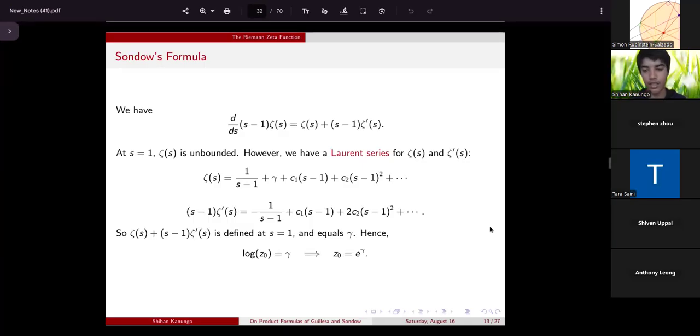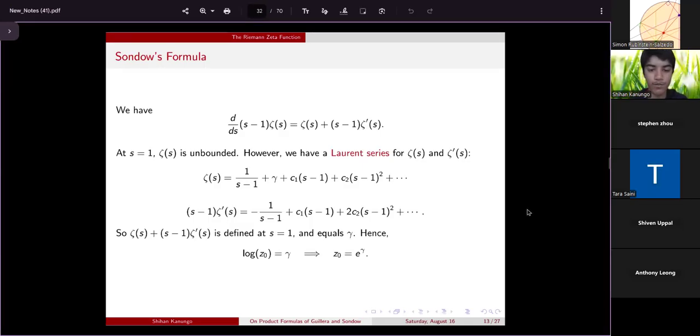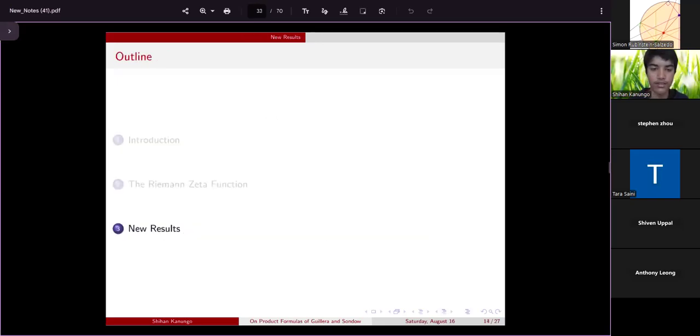So this is the proof of Sondow's formula, z0. But what would be the general expression for higher values of alpha? Because we can't directly apply the theorem there. So that's what the new results that we proved are going to tell us.